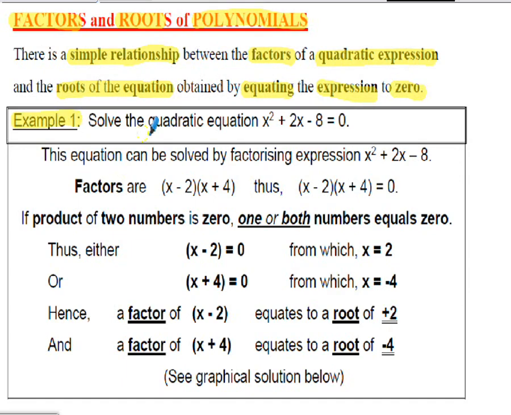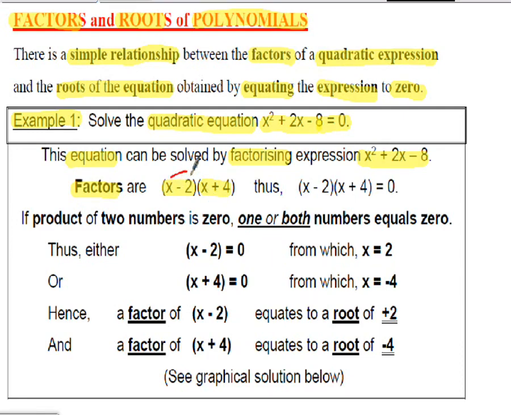Example 1. If we're asked to solve the quadratic equation x squared plus 2x minus 8 is equal to 0, then this equation can be solved using the factorization process we've looked at in previous presentations. So given the expression x squared plus 2x minus 8, we're going to find factors of this. The factors are (x minus 2) multiplied by (x plus 4).